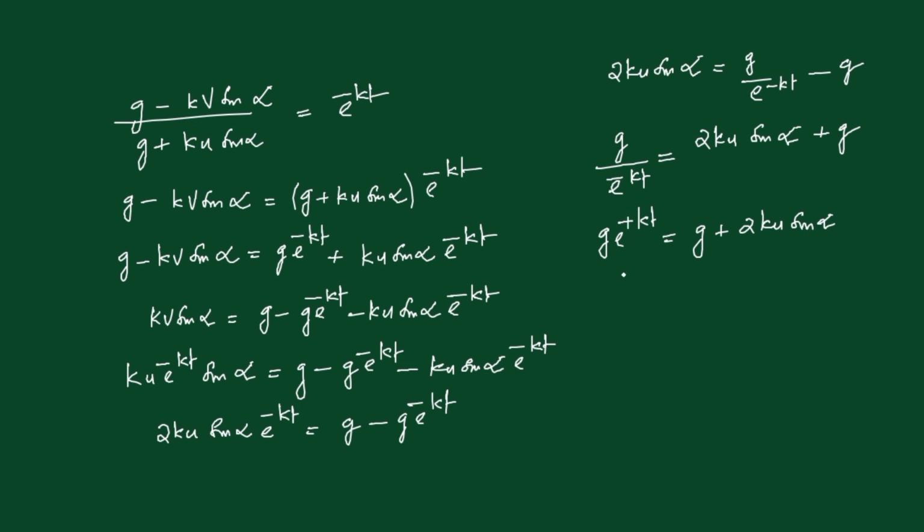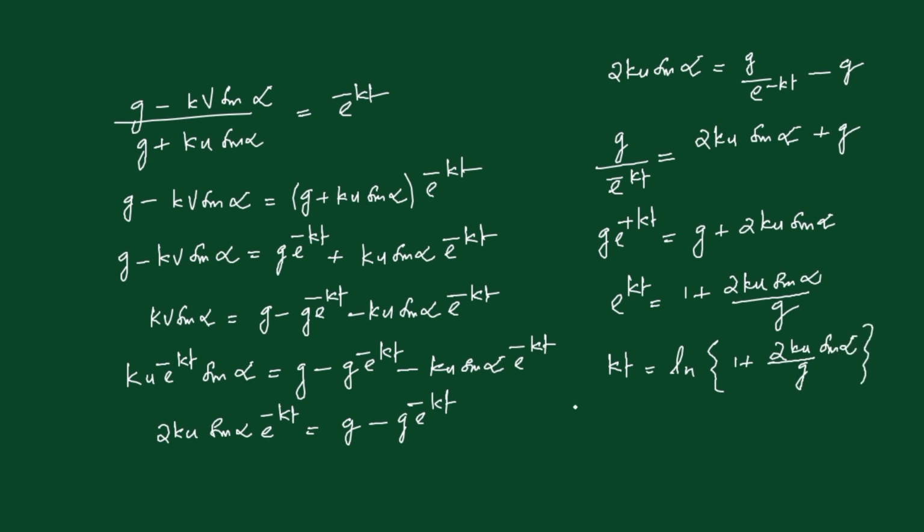Then divide all the terms by g, we get e raised to kt is equal to g by g, that is equal to 1, plus 2ku sin alpha divided by g. Therefore kt is equal to natural log of (1 plus 2ku by g into sin alpha), or t is equal to 1 by k into natural log of (1 plus 2ku by g into sin alpha).